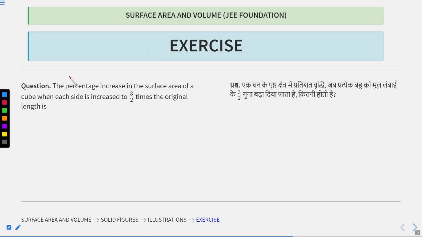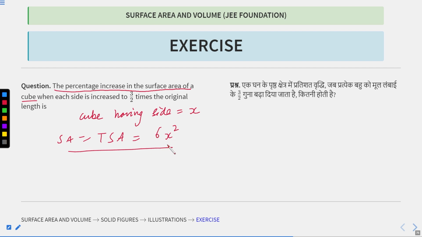Now for this question, the percentage increase in the surface area of the cube. So we know the surface area for the cube. Let's say a cube has side equal to x, then the total surface area is 6 times x square. So the total surface area is 6 times x square.